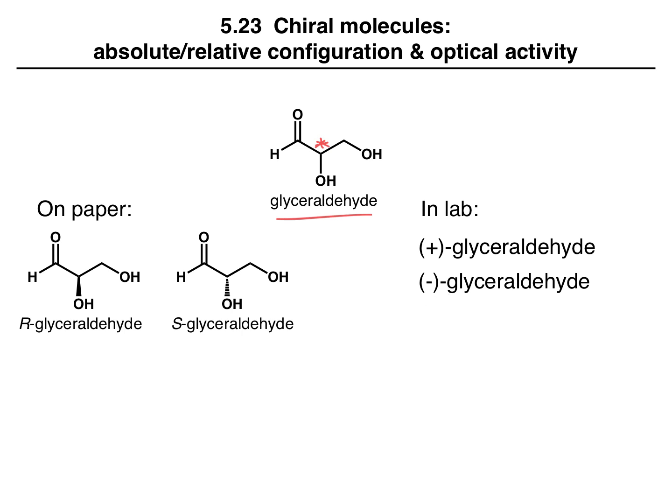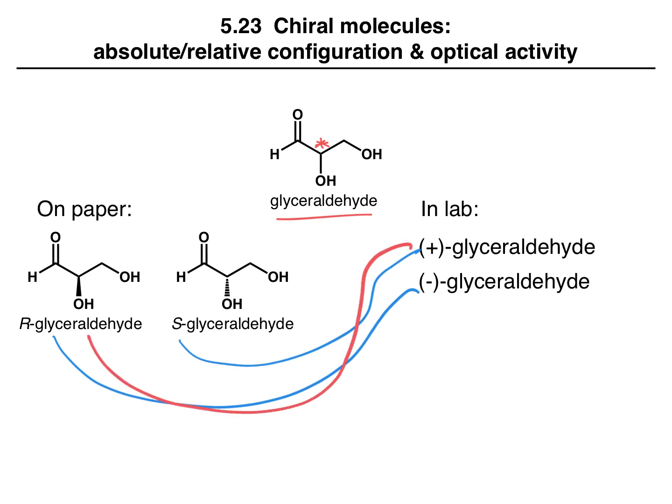But it's not obvious whether S goes along with plus and R goes along with minus, or does R go with plus and S goes with minus? So this can't be determined easily. This was back in the early 1900s, and all of the tools that we have today were not available back then. So the scientists did something that was really, really scientific, and they guessed.